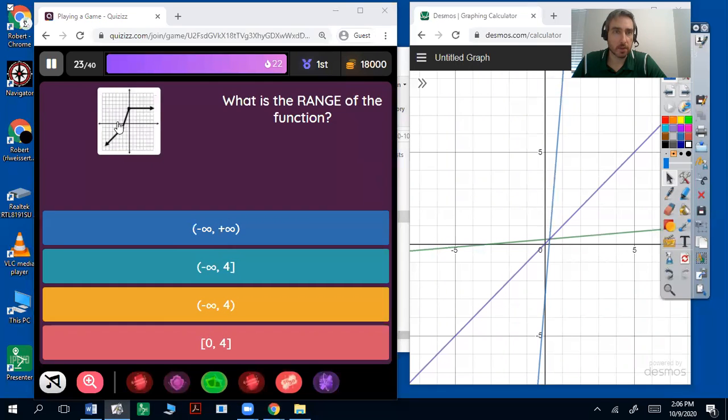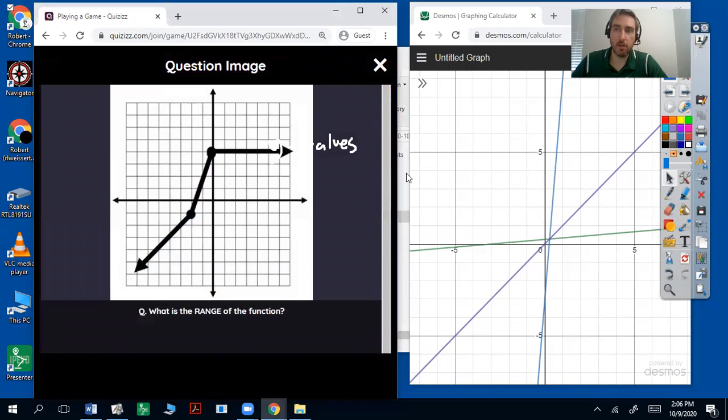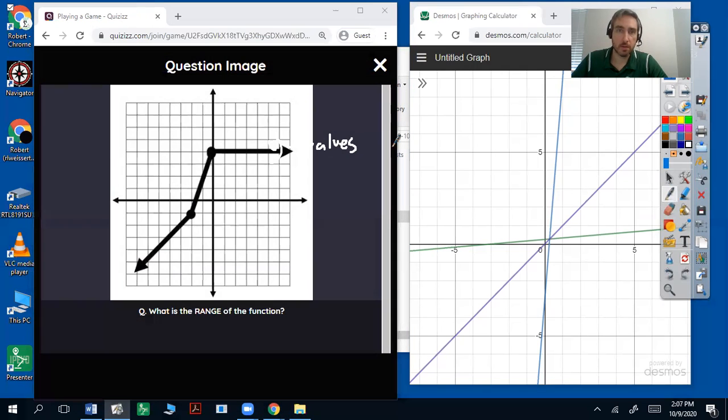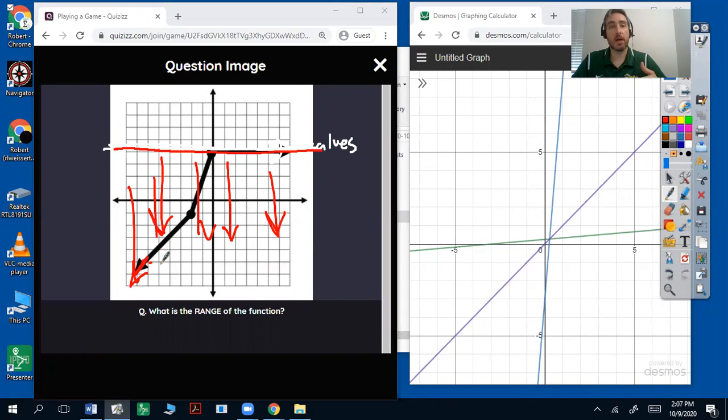What's the range of the function? Range is the y values. What y values can be included in this graph? So it looks like all the y values up until this one here, which is 4, including 4, and then everything below it is part of your range, because that area is going to keep going down. So everything below that is part of your range.